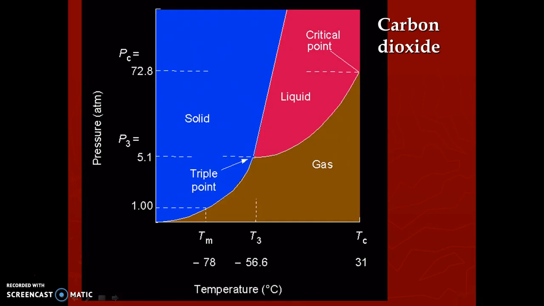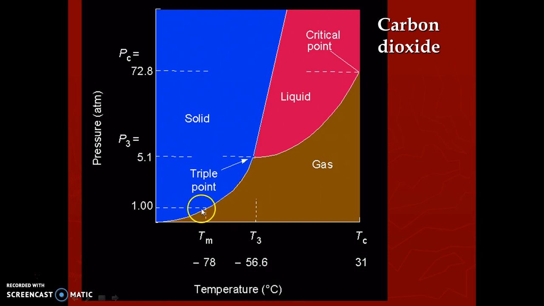So there are some vocabulary terms. Now this is a phase diagram for carbon dioxide. And you'll notice here that carbon dioxide at 1 atmosphere pressure, and this is normal atmospheric pressure, what we live at, notice that as we increase the temperature, it goes directly from a solid to a gas. Carbon dioxide sublimes. It is dry ice. Frozen carbon dioxide is dry ice.